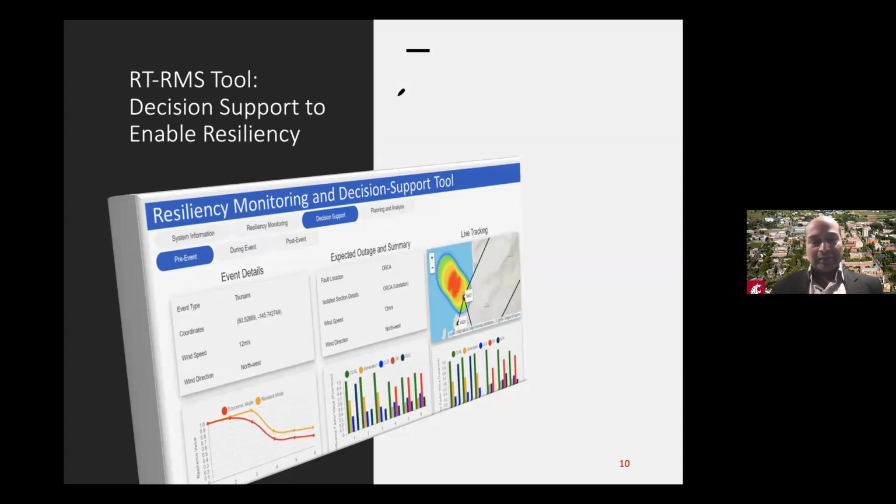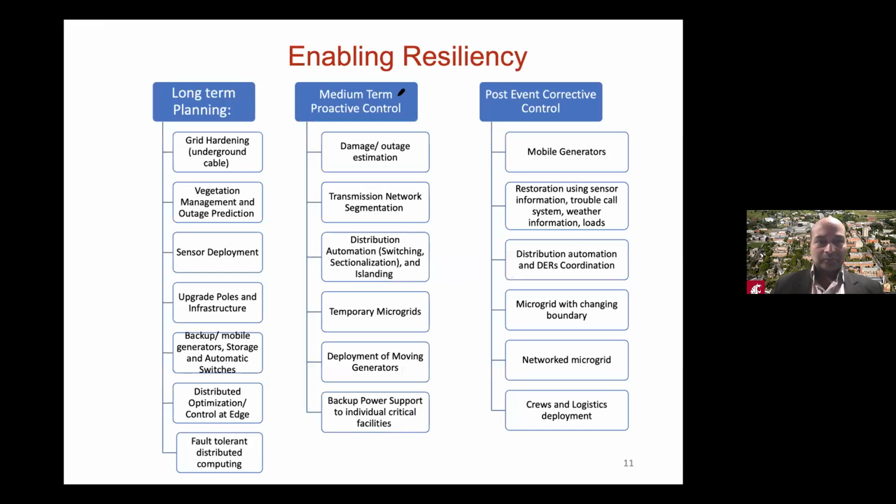But the main thing that I want to talk about today is how do I enable resiliency, especially with multiple microgrids. And if you look at different possibilities of enabling resilience, it goes all over the place. And here are a few listed. So we can do something in planning. We can do something just before the event is going to happen. We can do something after the event happens.